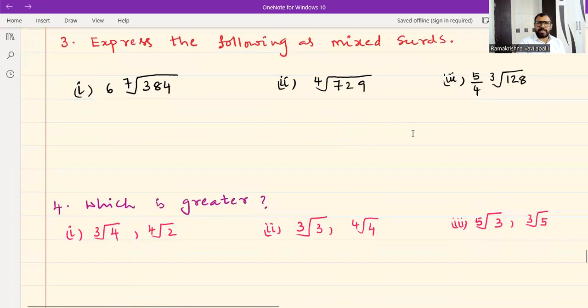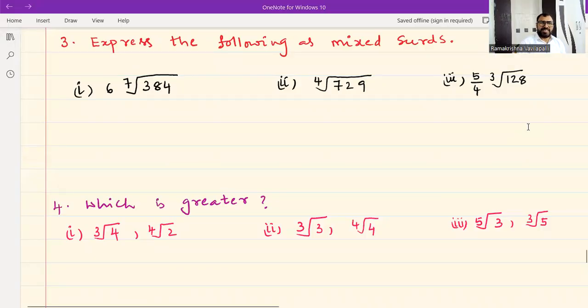Express the following as mixed surds. Express the following as mixed surds means some rational into a surd. Some rational number into a surd. Okay. So express the following as mixed surds, some rational into a surd. Of course, the first one is in the form of some rational into a surd, but still we can simplify it.